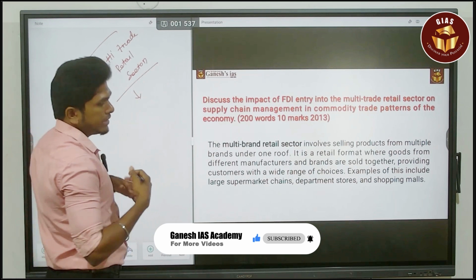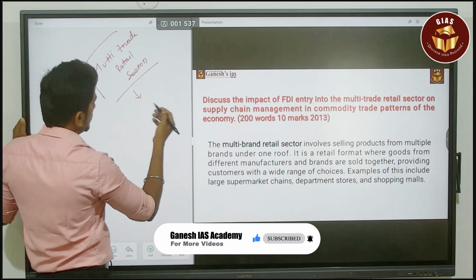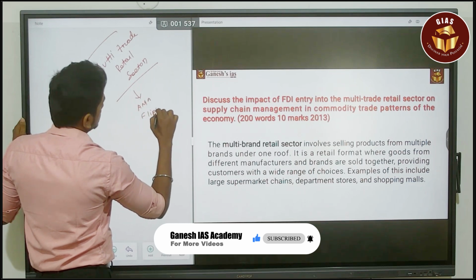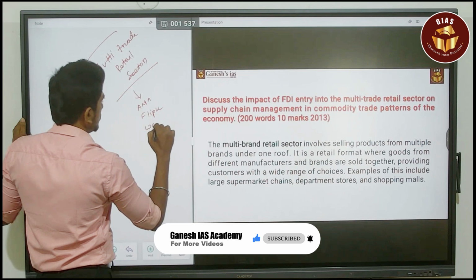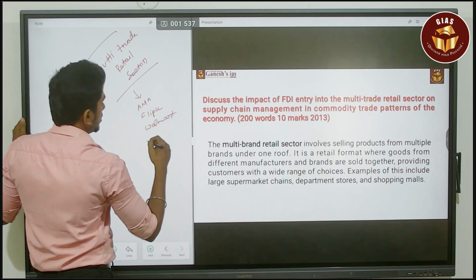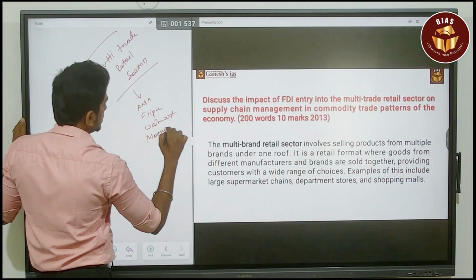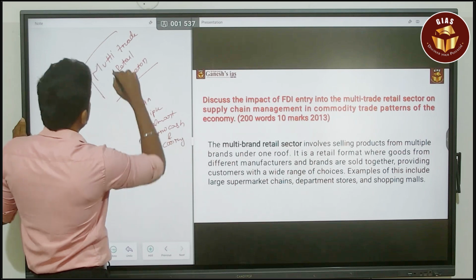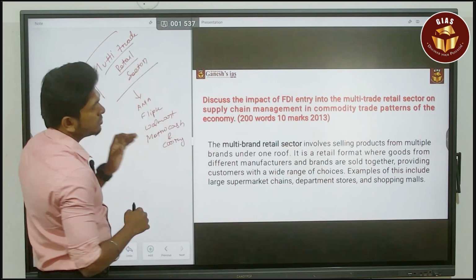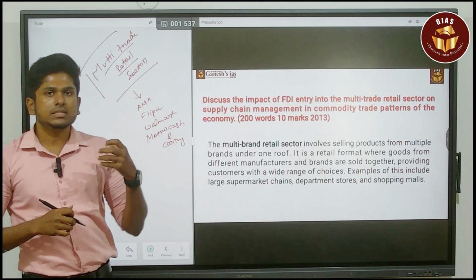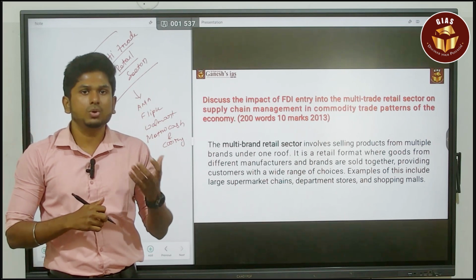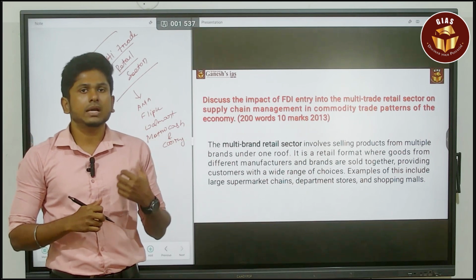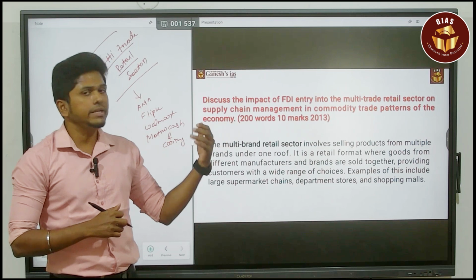For example, e-commerce companies like Amazon or Flipkart. When it comes to offline stores, Walmart, and also there is something called Metro Cash and Carry. These are called multi-trade retail sectors. The multi-trade retail sector is nothing but, under a single roof, they hold multi-brand and also multi-products. So that is about the multi-trade retail sectors.